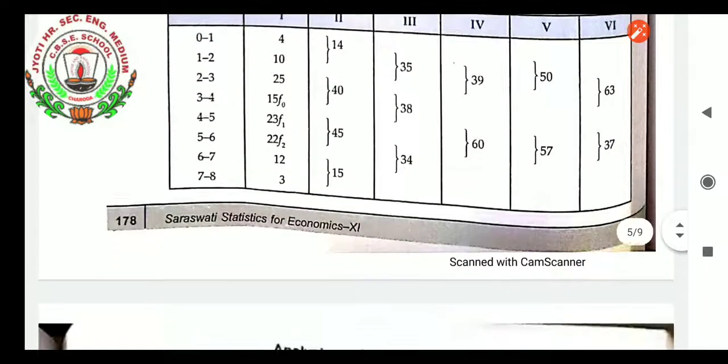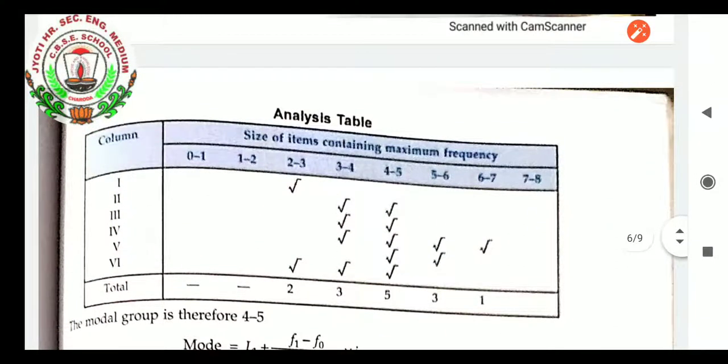Let us see. Analysis table. How is the analysis table? First column, frequency. How many column frequencies have we done? 6 columns. That will be there. Analysis: size of items containing maximum frequency we have to find. So the first heading will be size of item containing maximum frequency, in which we will write the class intervals 0 to 1, 1 to 2, 2 to 3, 3 to 4. Likewise we will write and complete.